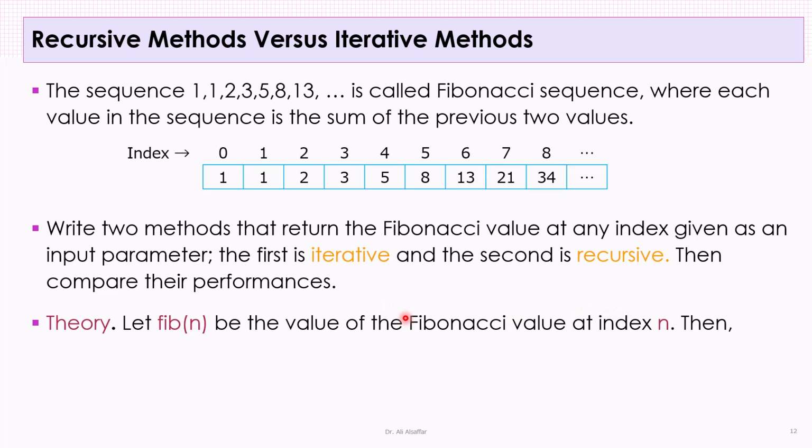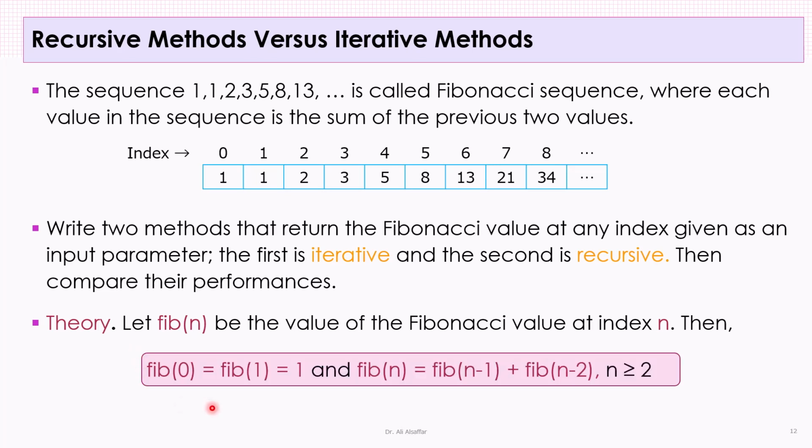In order to write a recursive method for the Fibonacci sequence, first we need to define the method and then see how this method calls itself recursively. Let Fibonacci n be the Fibonacci value at index n. If Fibonacci n gives us the value at n, then how can we express it in terms of the previous two values? First, we have to specify the base case. For the first two values, they must be equal to 1. So we say that Fibonacci 0 is equal to Fibonacci 1 is equal to 1.